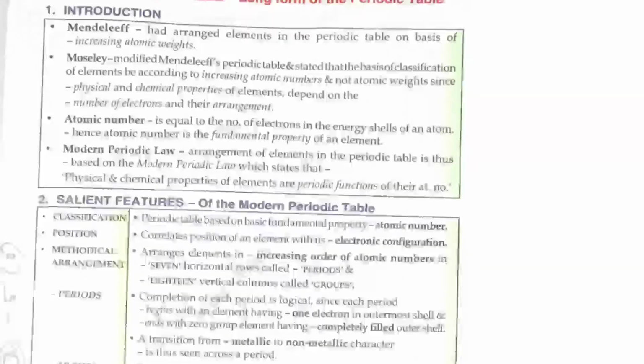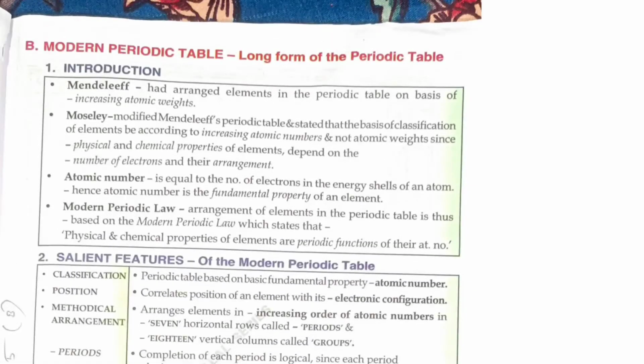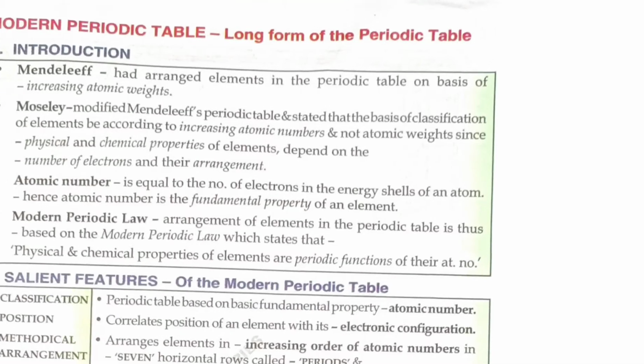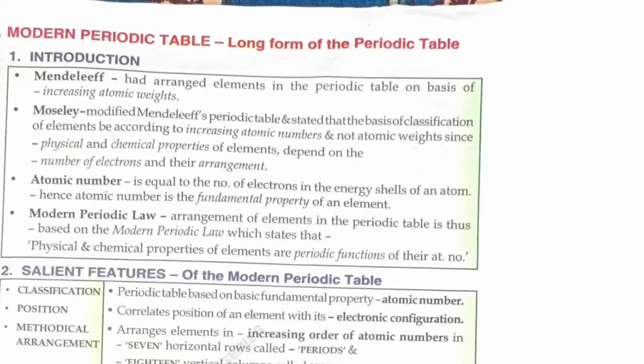Now let's see the introductory part of the modern periodic table. Introduction. Mendeleev had arranged elements in the periodic table on the basis of increasing atomic weights, that we saw previously. Moseley modified Mendeleev's periodic table and stated that the basis of classification of elements should be the increasing atomic numbers and not atomic weights.